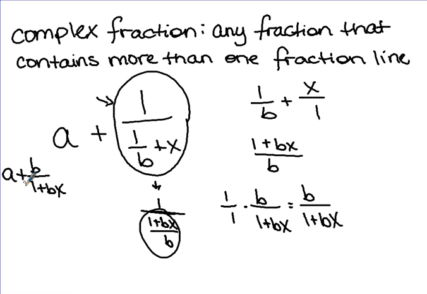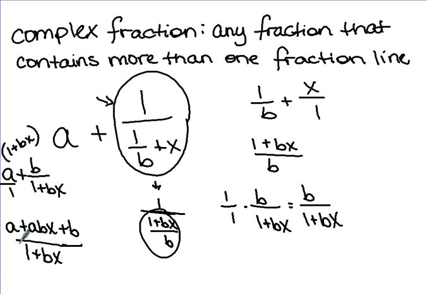So now we just need to simplify and add these fractions by finding the common denominator. a, of course, is over 1, and the common denominator between 1 and 1 plus bx is going to be 1 plus bx. So I have 1 plus bx. Now this a, we're going to have to multiply by 1 plus bx. So we're going to have to distribute this a in. So I'm going to get a plus abx. And of course b stays the same. We can't combine any like terms in our numerator. And so our final answer is a plus abx plus b over 1 plus bx.